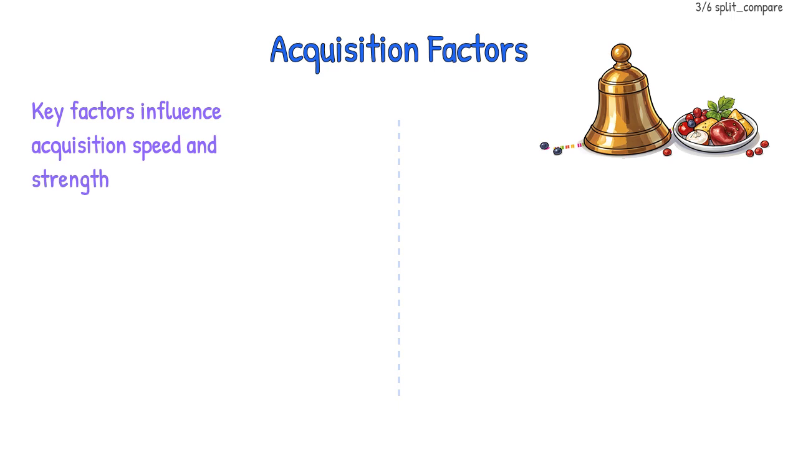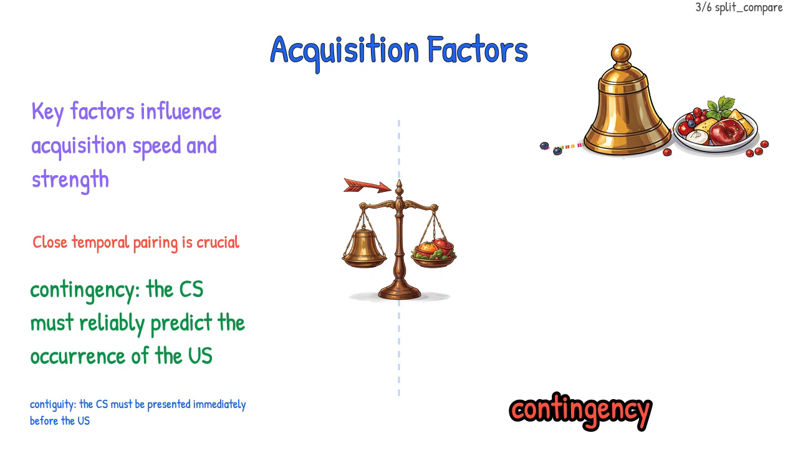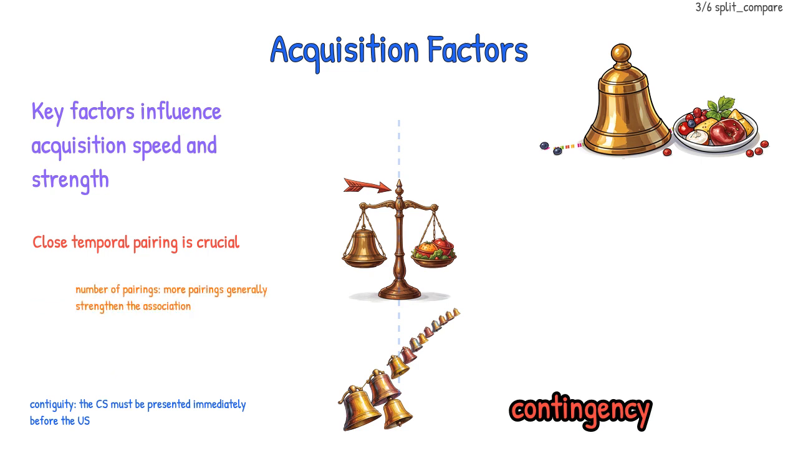Key factors influence acquisition speed and strength. First, contiguity. The CS must be presented immediately before the US, ideally within seconds. Close temporal pairing is crucial. Second, contingency. The CS must reliably predict the occurrence of the US. If the US appears without the CS, or the CS appears without the US too often, acquisition is weak or fails. Third, number of pairings. More pairings generally strengthen the association, though initial pairings have the greatest impact.